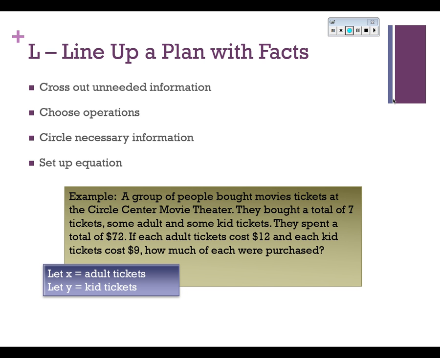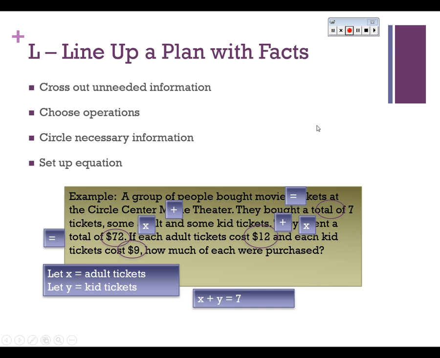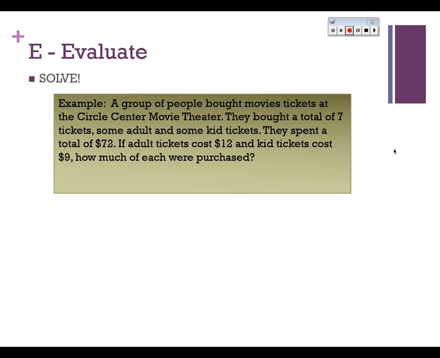Okay, so now we're ready to set up the equations. We use X, remember, for adult tickets, and we're using Y for kids tickets.